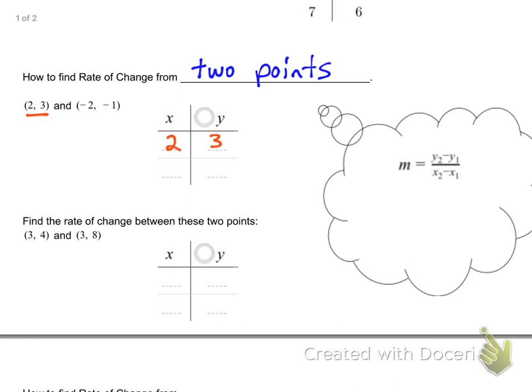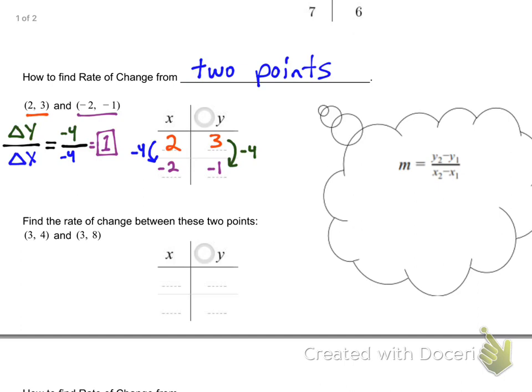So 2, 3, I'm going to put that in the table like that. I believe you guys know how points go into tables, so that point goes there like that. Our y value is changing by going down 4, -4, and the x value changed by going down 4 as well, so -4. One little side comment is it doesn't matter which point you put in first. Your rate of change will be the same in the end, as long as you match up the correct x and y with the points. So, delta y over delta x is -4 over -4, which is 1.